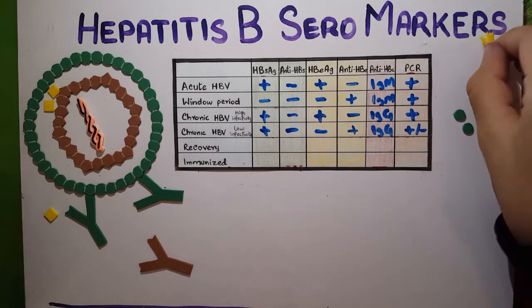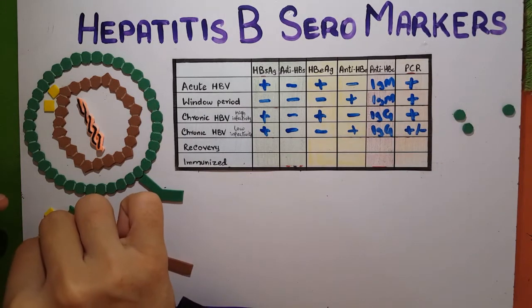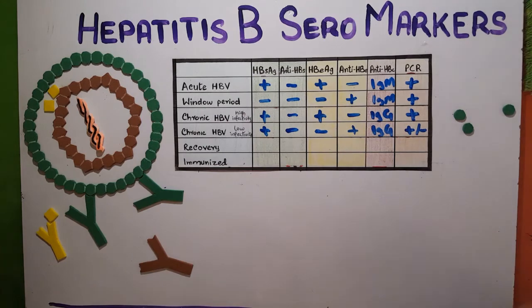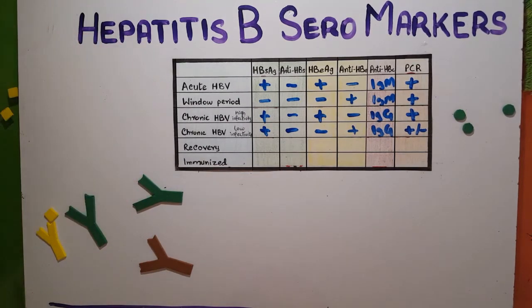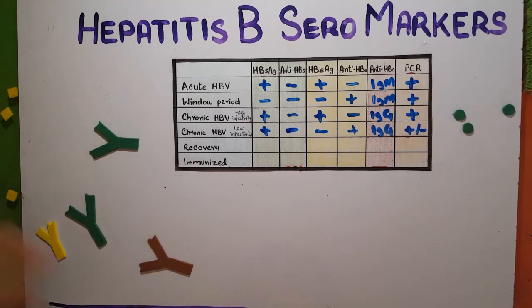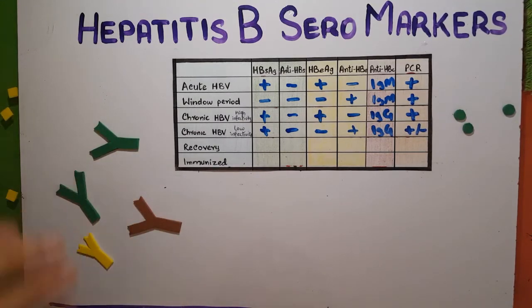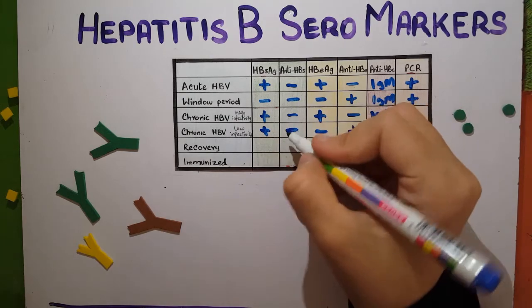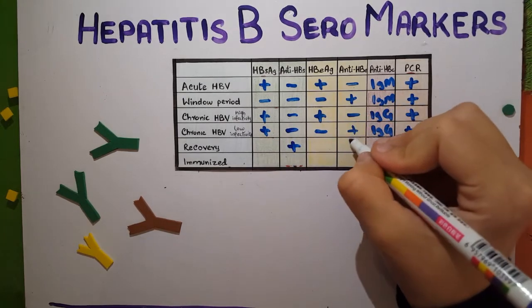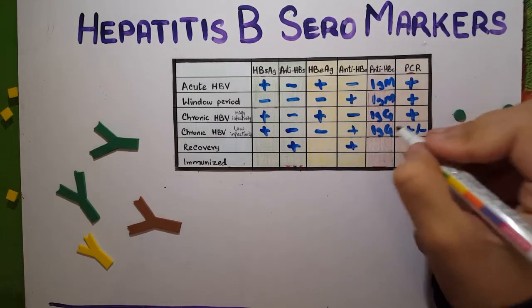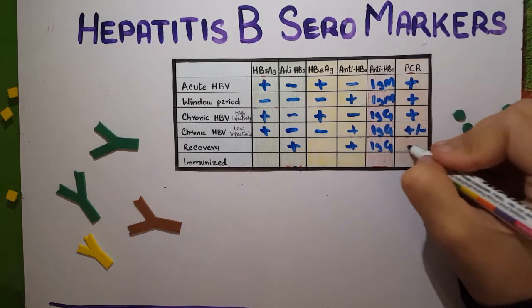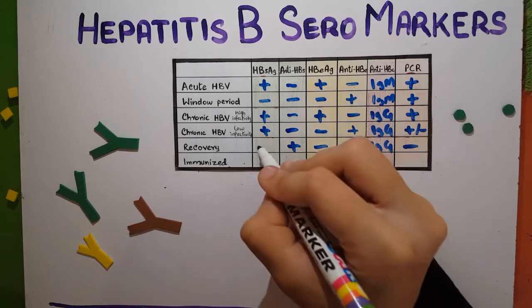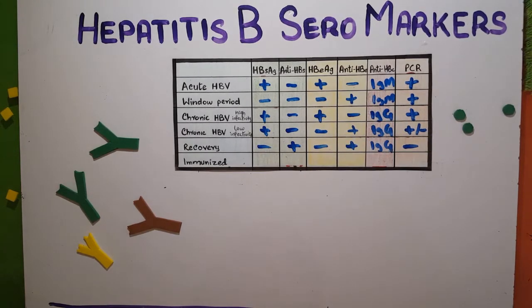In recovery phase, antibodies that were formed against all the antigens have won the war and they have depleted the virus from the body. So now only antibodies are present in the plasma. So all the antibodies will be positive, anti-HBs will be positive, anti-HBe will be positive, anti-HBc will be positive, and it will be IgG, and PCR will be negative, rest of the antigens will be negative.